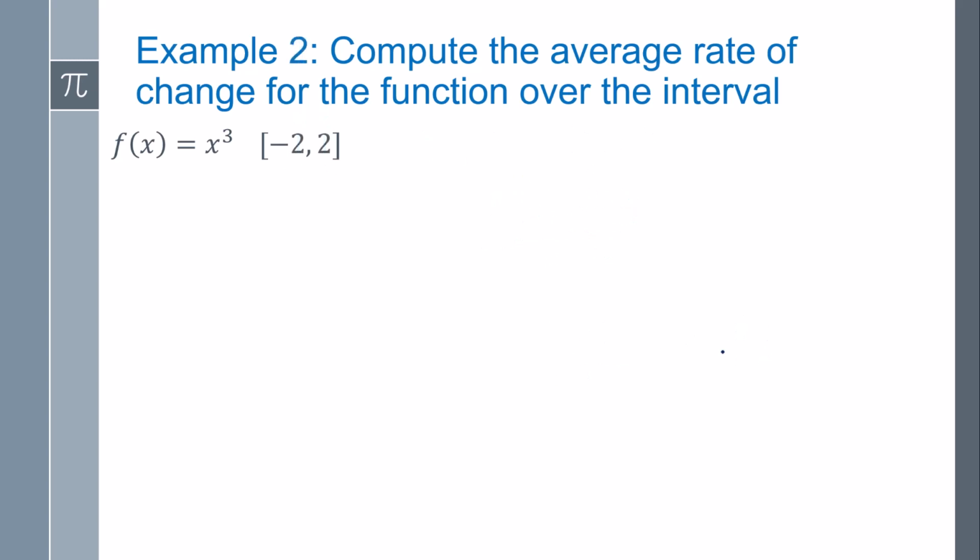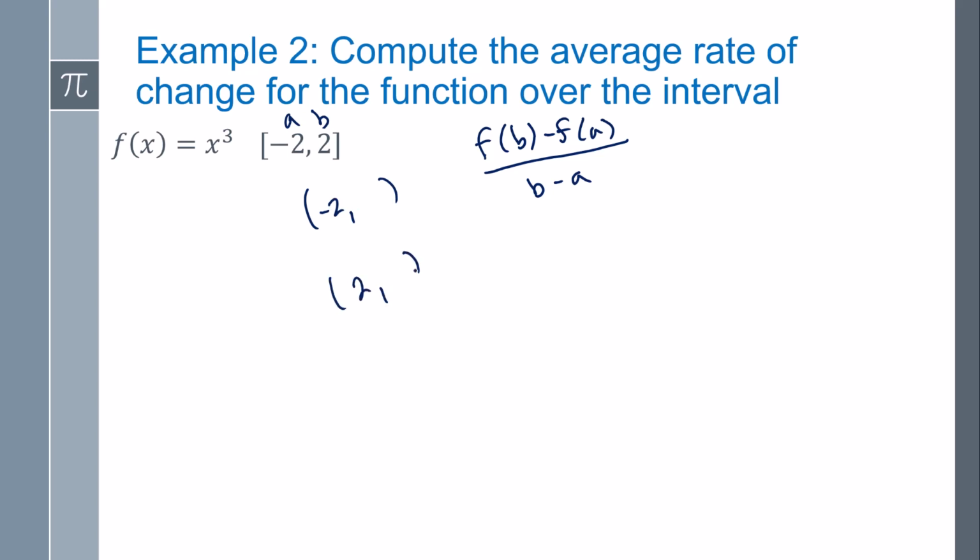For this next one, same thing. f(b) minus f(a) all over b minus a. Well, these are my x values. So for my first point, I have -2. I still have to find my y. Then +2, I still have to find my y. So if I plug in -2, -2 cubed is -8. If I plug in +2, 2 cubed is 8. So now we can plug it into the formula.